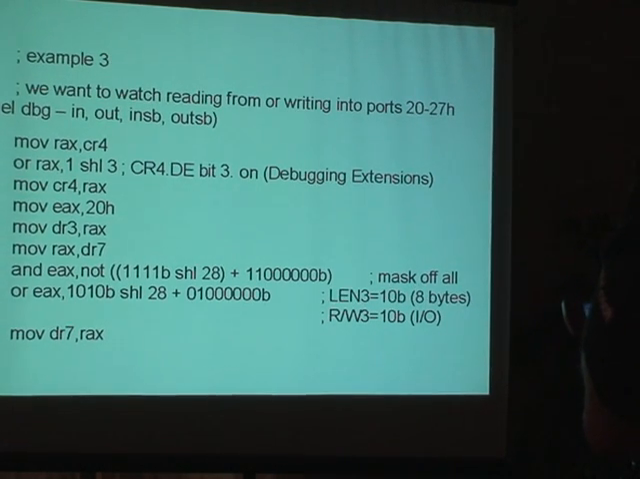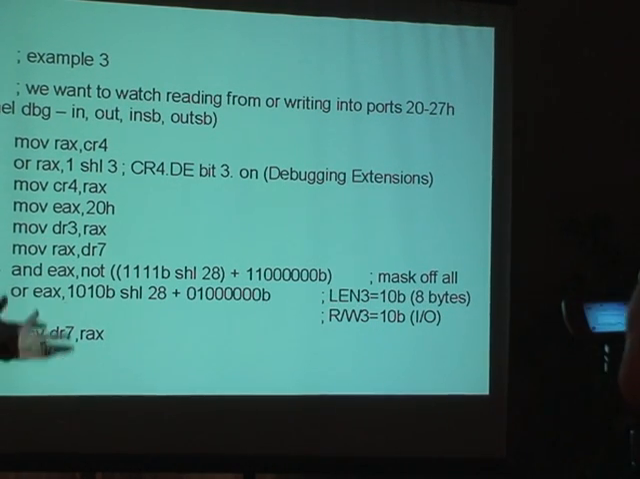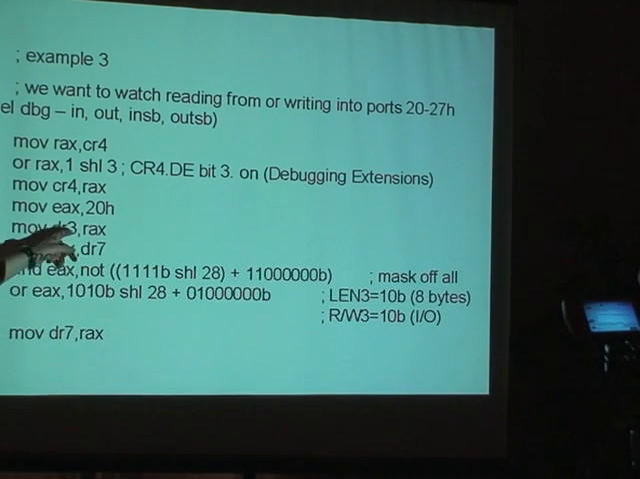Then we prepare the debug registers. I wanted to show that we can use 4 debug registers, and not every time only debug register 0. I used debug register 3 in this example. We just write the value of the port of our interest into debug register 3.